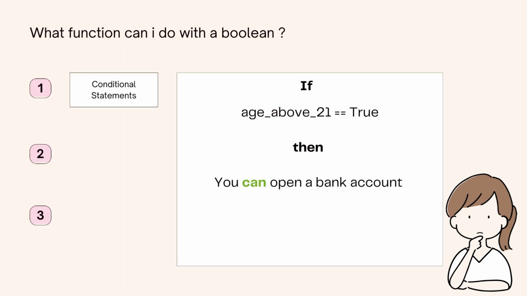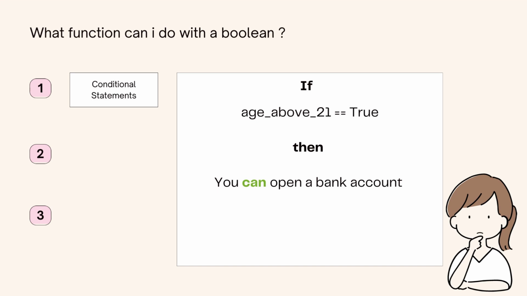Conditional statements are statements where a condition needs to be met for the second action to happen. For this, let's take an example of opening a bank account. So let's say the only condition a bank account has is for you to be above 21. In this case, if I want to translate this to code, I will say if age above 21 equal true, then yes, you can open a bank account.